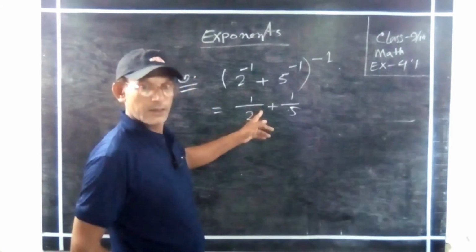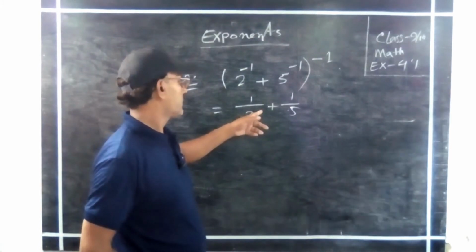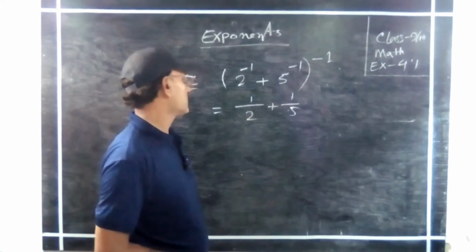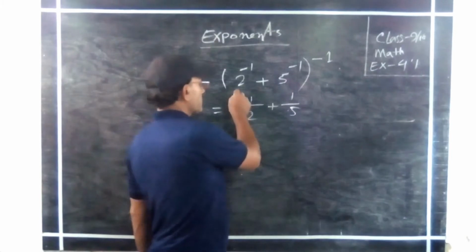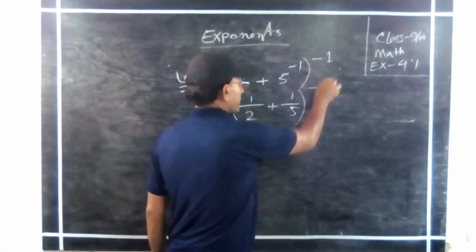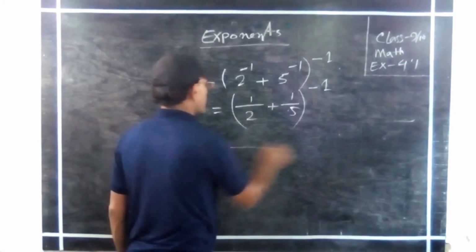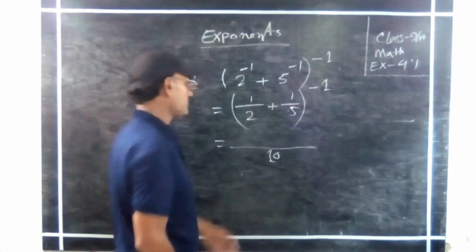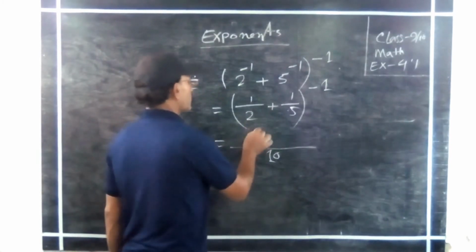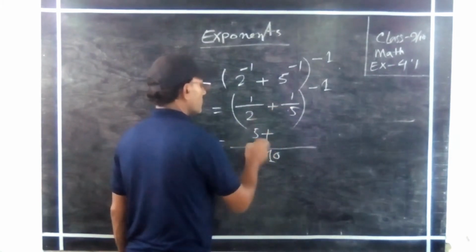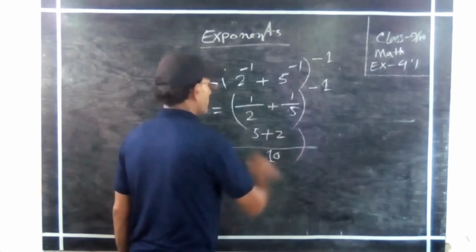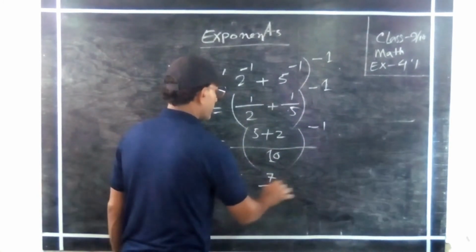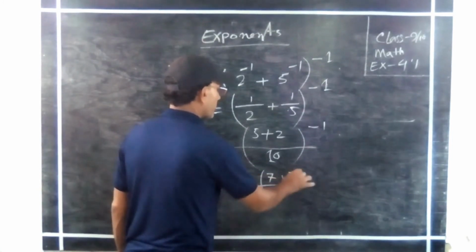How can I write here? I have explained this totally in the previous class. Then bracket to the power minus 1. We can write here 10, 5 into 2 equal to 10, and 5 plus 2, whole to the power minus 1, equal to 7 by 10 whole to the power minus 1.